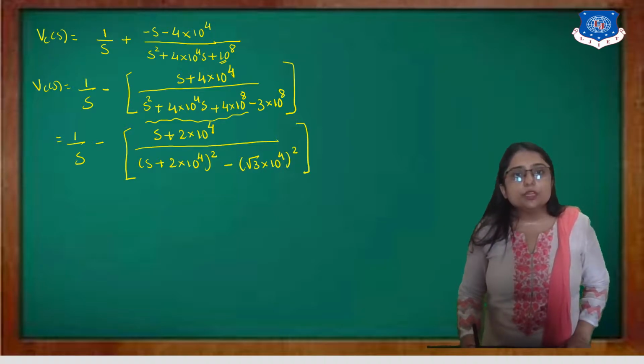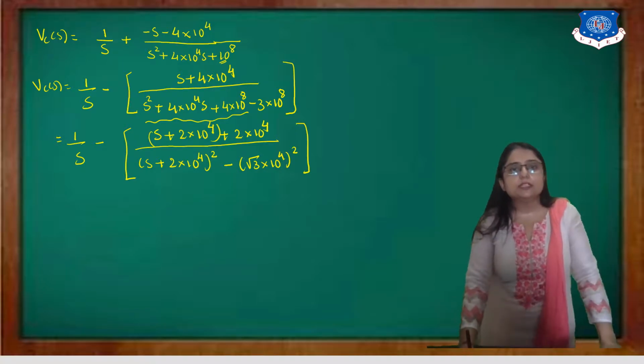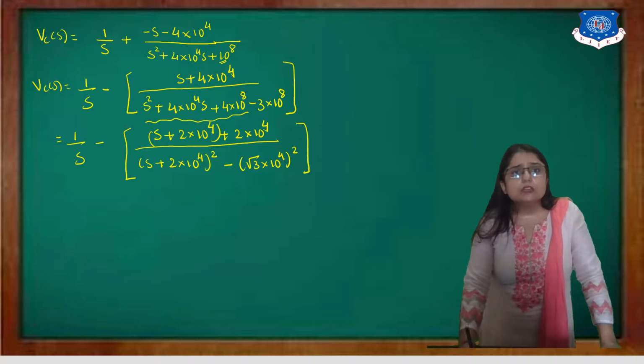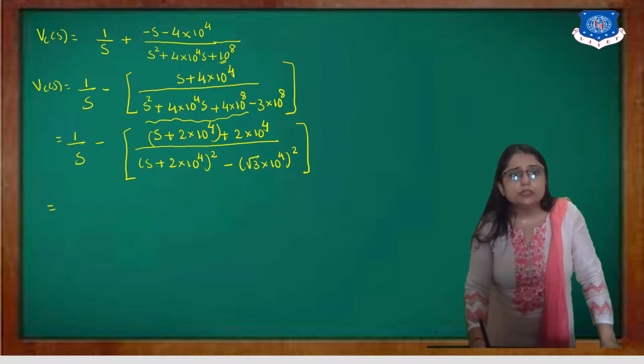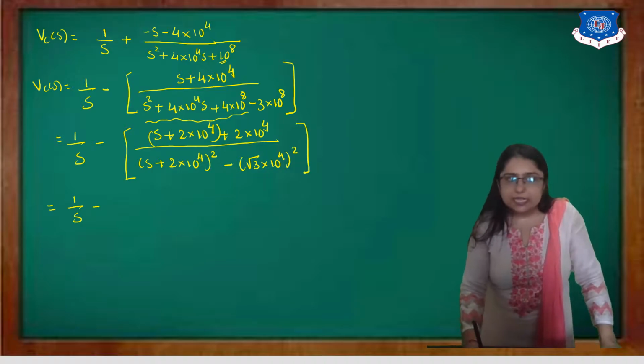But instead of 2 into 10 raised to 4, what I have is 4 into 10 raised to 4. So I'm just writing 2 into 10 raised to 4. I'm just considering this as a first bracket and this term as it is. Now just separate the denominator. So what you have here? 1 by s as it is.